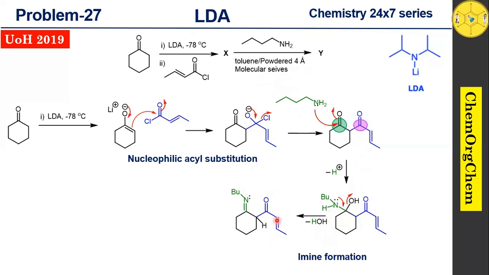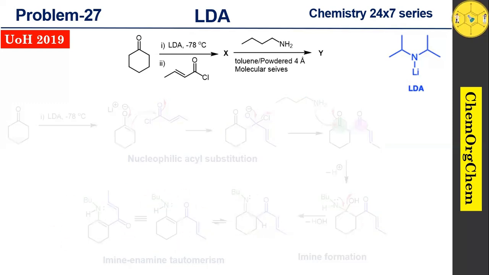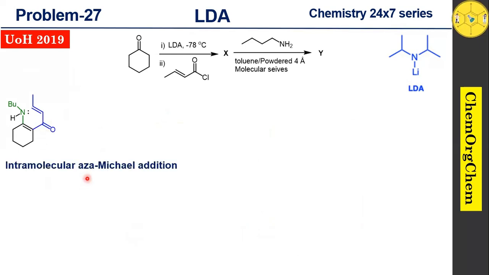Now you see this imine formation takes place, and look closely at this substrate. This is the imine carbon, and the neighboring carbon is the alpha carbon having an ionizable proton. In this type of scenario, this imine compound readily undergoes imine-enamine tautomerism. This one is an imine, and this one is an enamine. We can redraw this enamine like this. Next, see how this enamine reacts. This enamine quickly undergoes an intramolecular aza-Michael addition reaction.